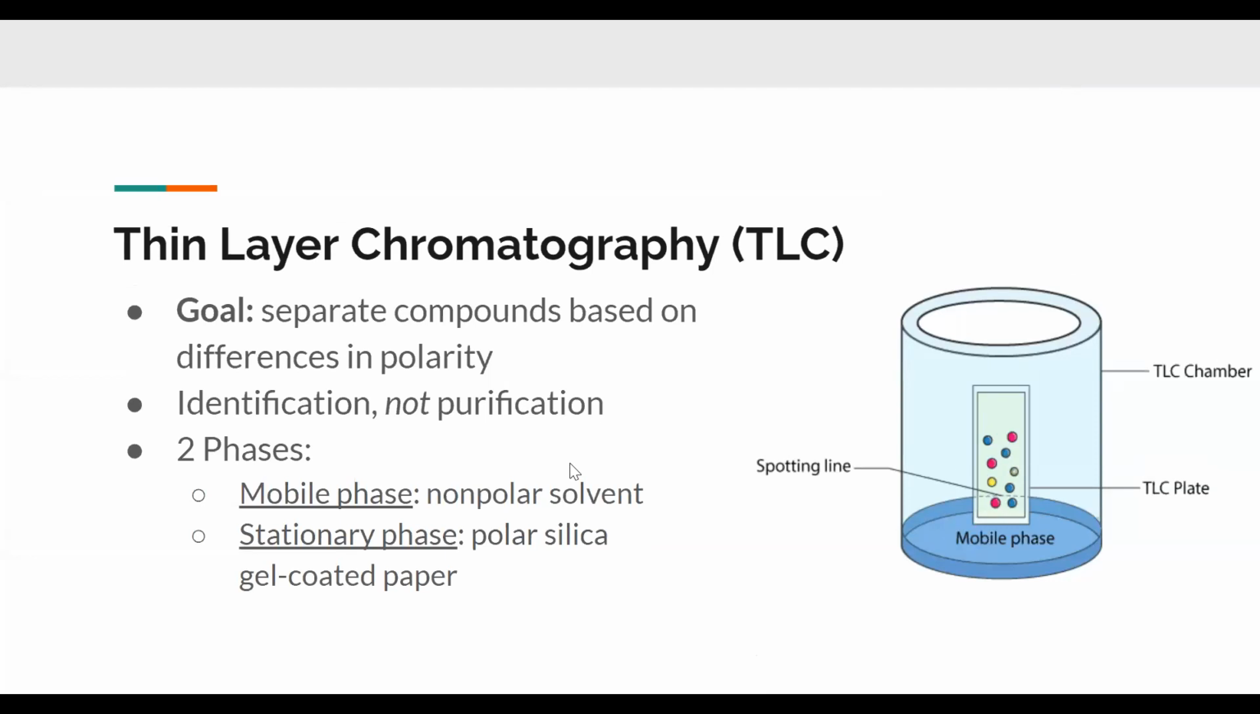So starting off with thin layer chromatography, the goal of this process is to separate compounds based on differences in polarity. The main purpose of TLC is for identification purposes, not purification. The setup of TLC is shown to the right. You can see the mobile phase, which is usually a non-polar solvent, for example, hexanes. And you also have the TLC plate, which is the polar stationary phase and is usually a silica gel coated paper. Next slide, please.